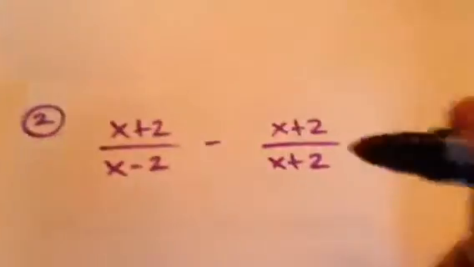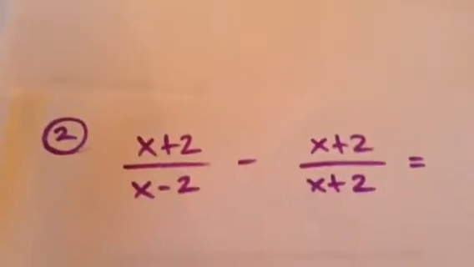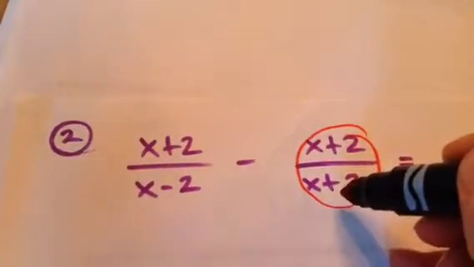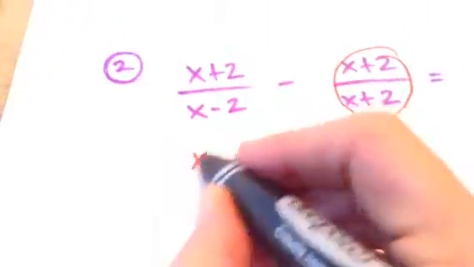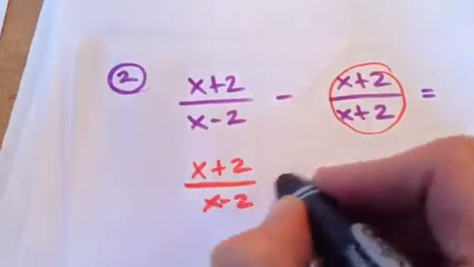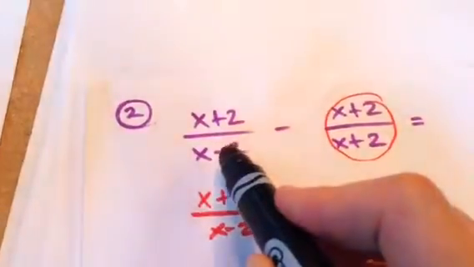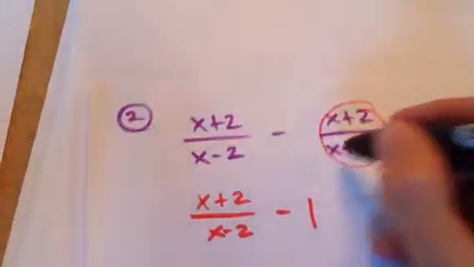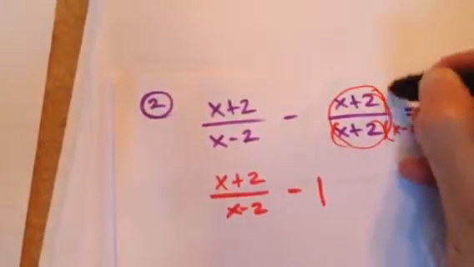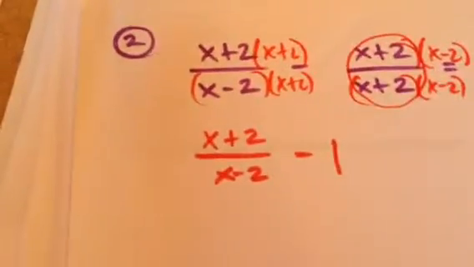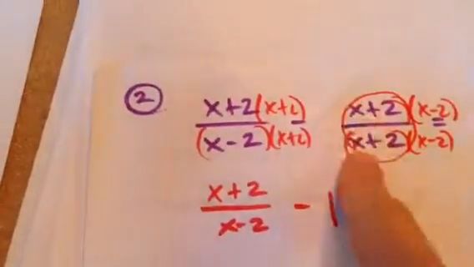So let's try another one. That was number 1. Let's try number 2. Now, here's what I noticed about this one. I'm going to hurry. I wrote this one down from the book. And I don't know if you noticed this, but this is 1. When you have the same thing over the same thing, that's 1. So what you really have is x plus 2 over x minus 2 minus 1. And if you didn't notice that, then you would have said, hey, this guy has an x minus 2, so I'm going to have to give this guy an x minus 2. Like that. And this guy has an x plus 2, so then I would have had to give this guy an x plus 2. So you could have done it this way, it's just harder. But this is what I noticed, same thing, so it's 1.